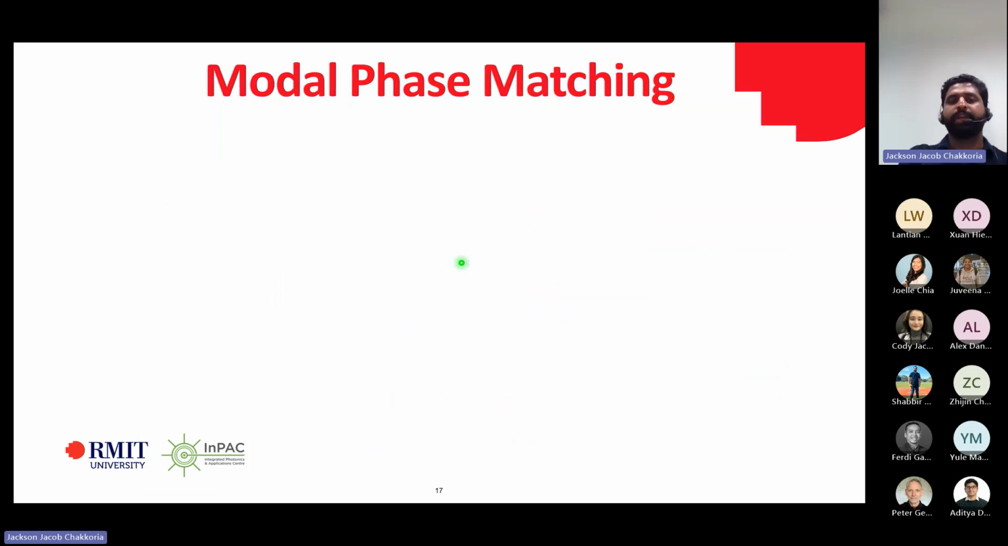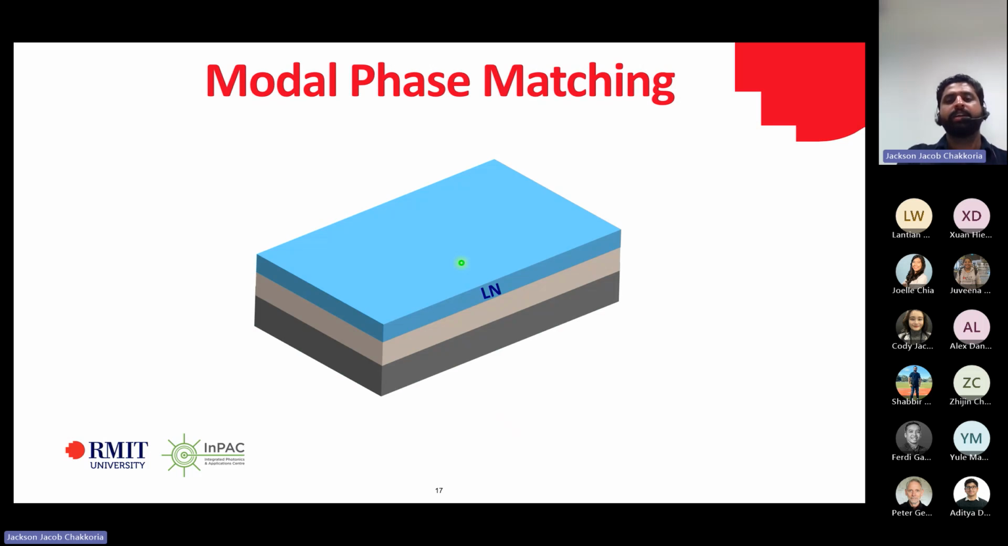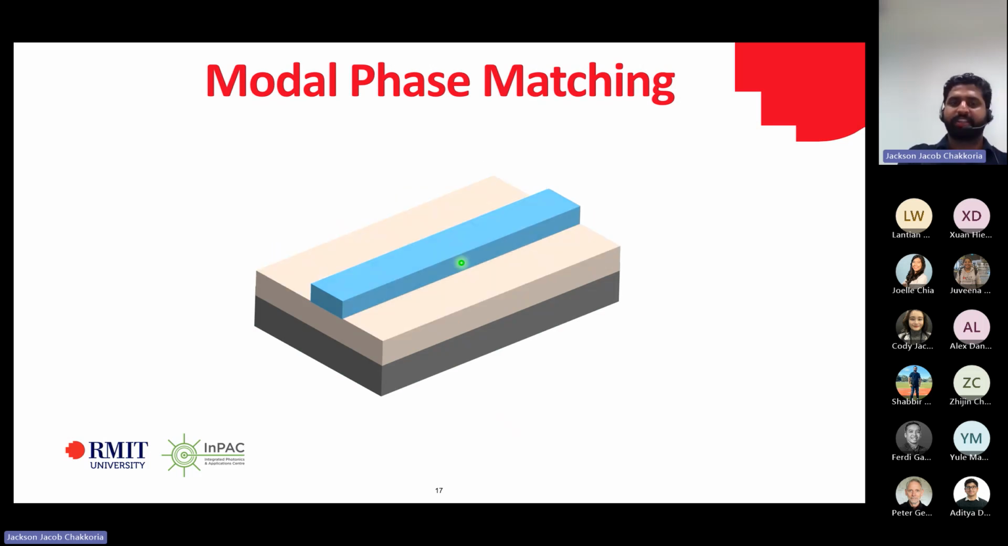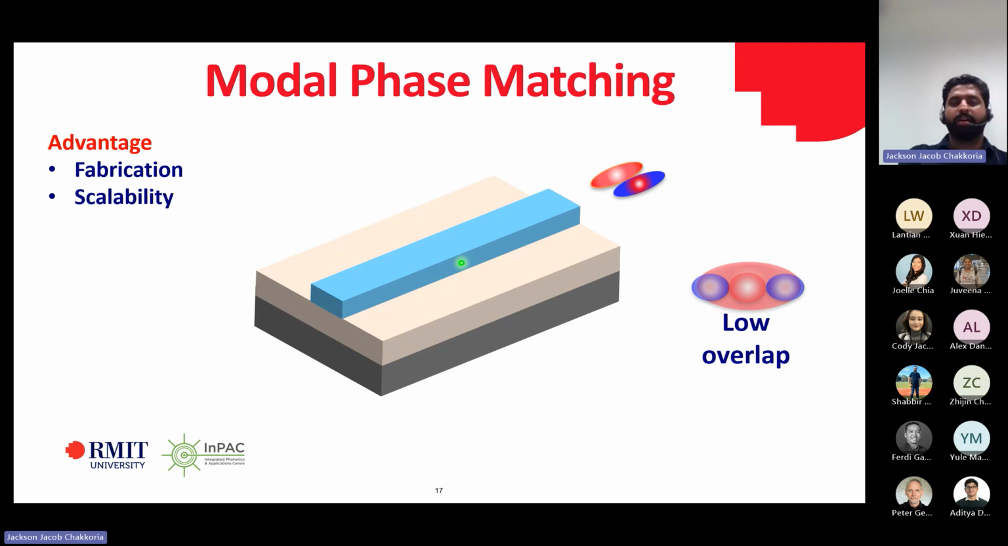The other way of making a frequency converter is using a modal phase matching technique. Here, you just make a structure, a waveguide, and this can easily generate the second frequency doubling process too. This is a much easier way in terms of fabrication, and in terms of scalability it is also quite good. The only challenge here is that the overlap is quite bad. Since I'm trying to engineer the geometry of a waveguide and send two wavelengths through at equal speeds, I can't use a first-order mode. So we have to use higher-order modes to do this, and the overlap will be quite bad.